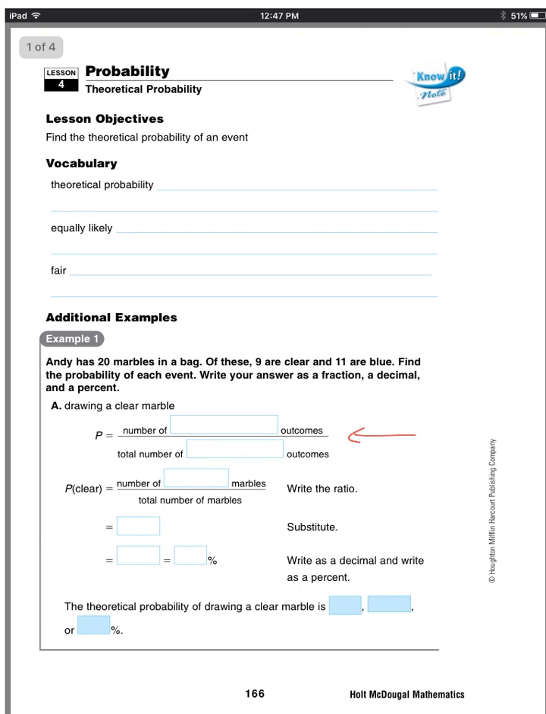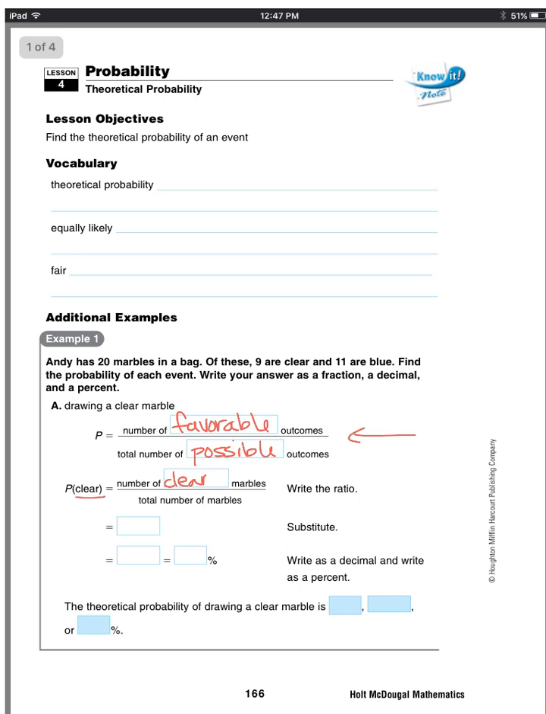Okay, and our fill in the blanks are the number of favorable outcomes, what you want to happen, over the total number of possible outcomes. So all the possibilities. So the first one we're going to do is we're going to find the number of clear, because it says find the probability of each event, and this already tells us clear. So we want to know the number of clear marbles, because that's what our favorable outcome, that's what we want to draw, over our total number of marbles.